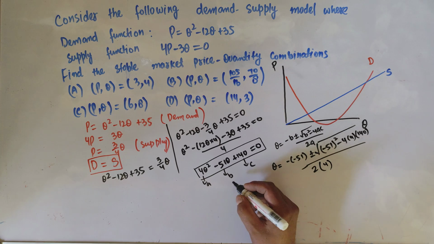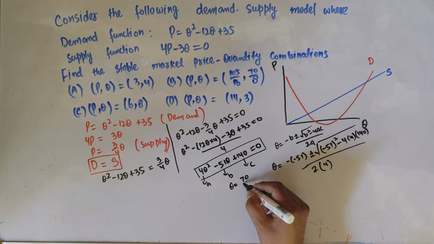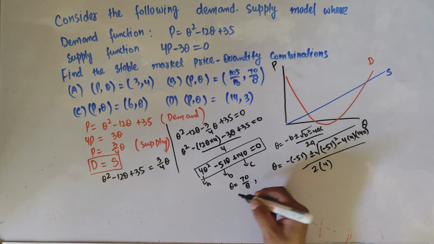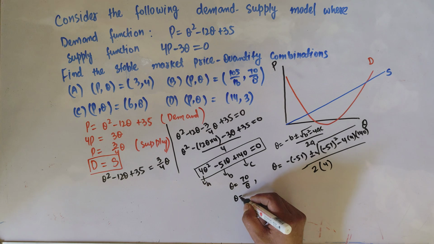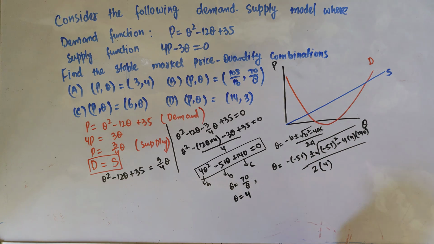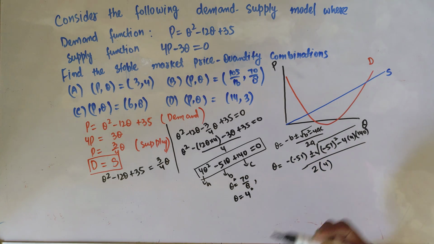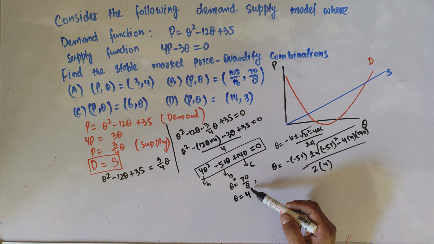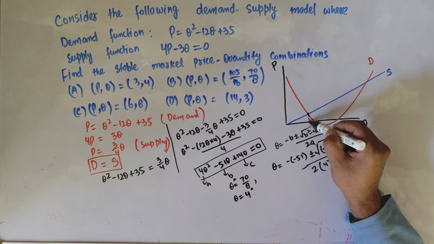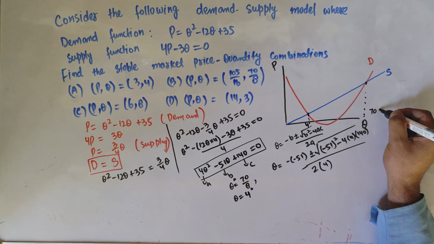Solving this, we will get two values for Q. Either Q is equal to 70 upon 8, and the other value is Q is equal to 4. I will not solve it here, you can check it out and then comment. So we will get two values for Q. Obviously 70 divided by 8 is greater than 4, and here if we see, this should be a point of 4 and this should be a point of 70 divided by 8.